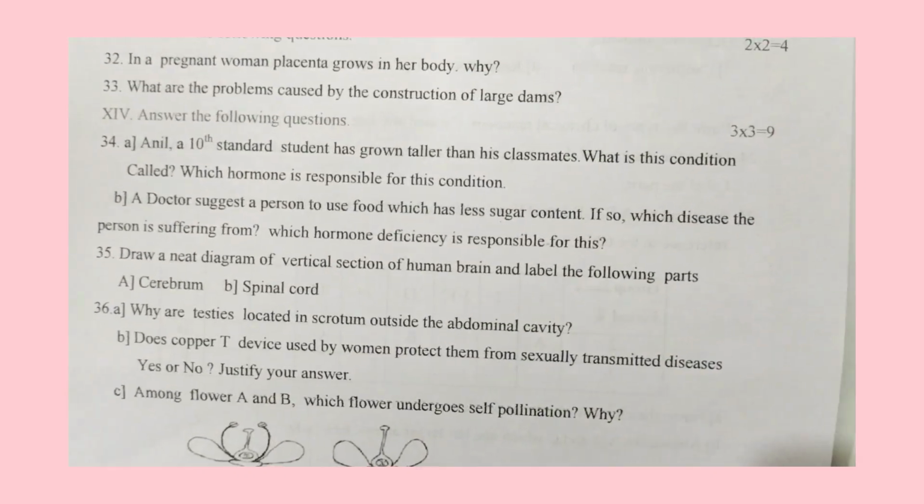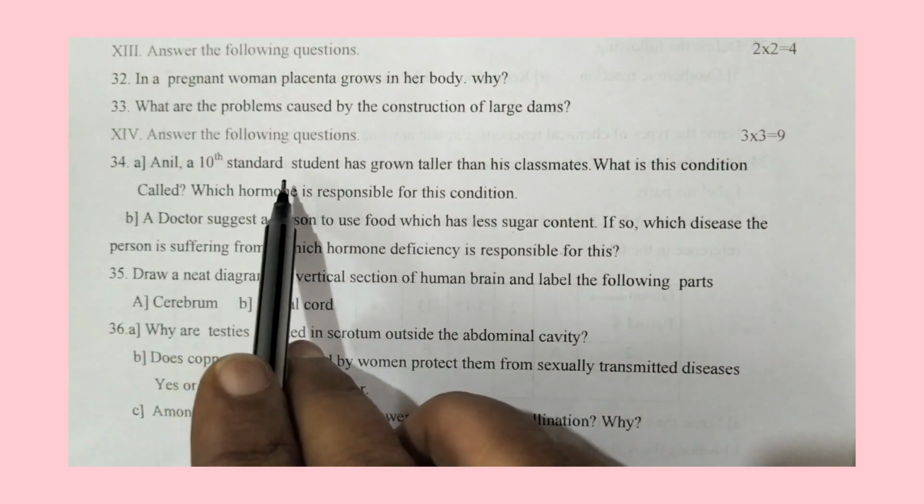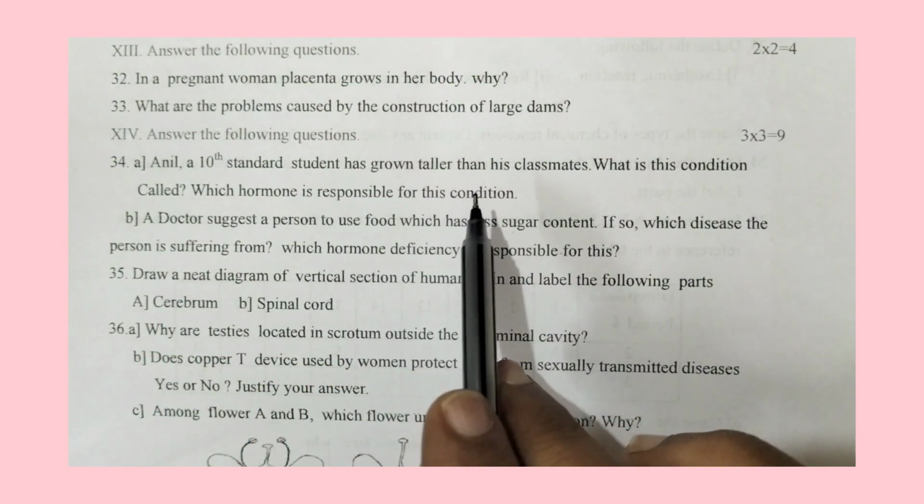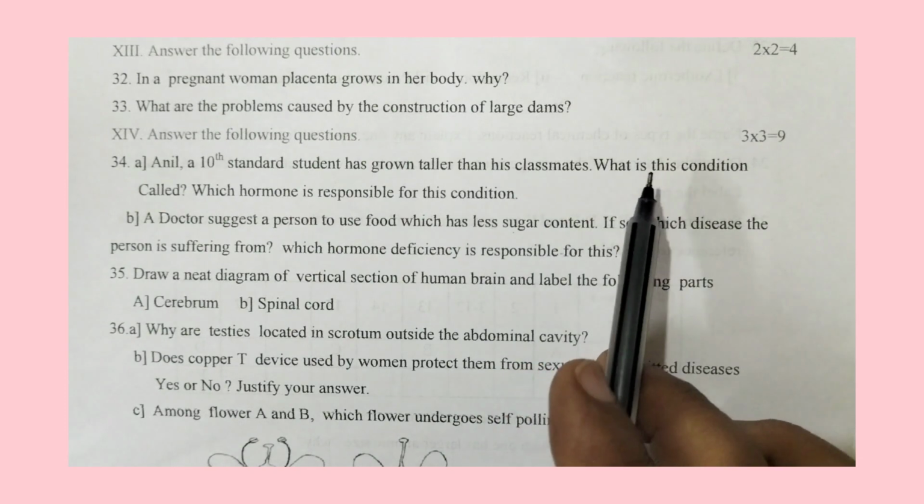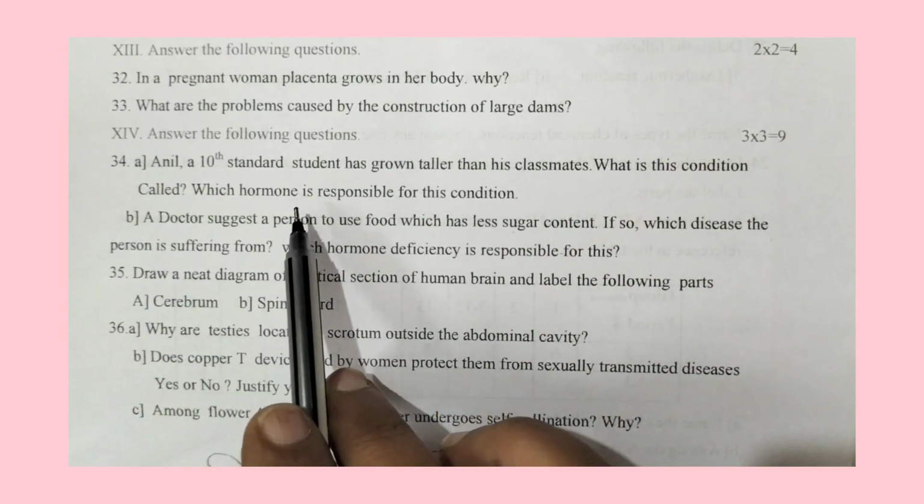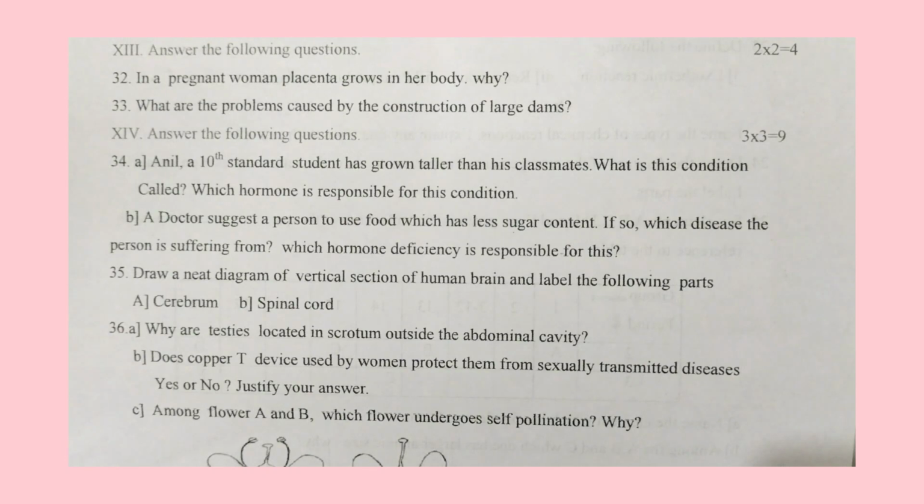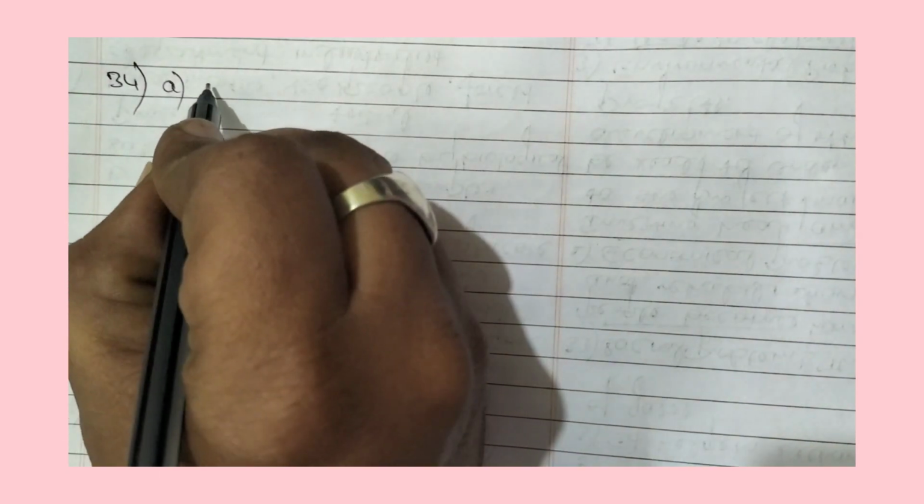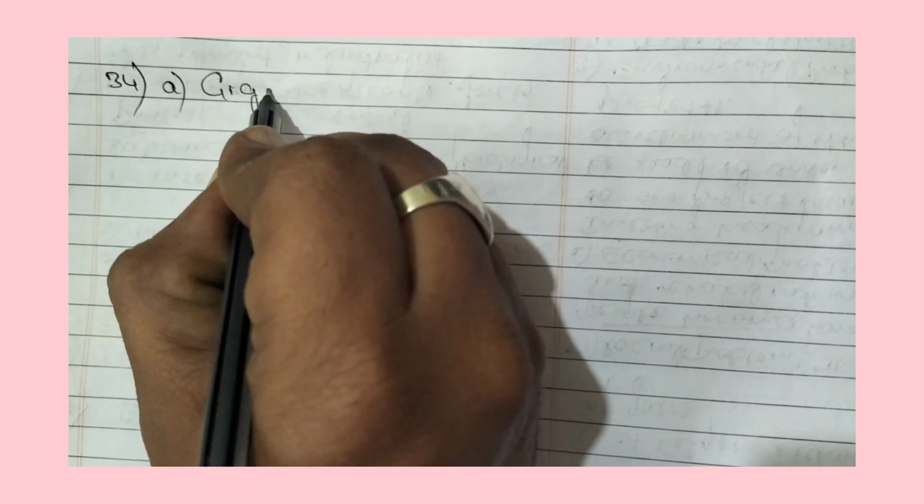The question number 34 is, Anil, a 10th standard student, has grown taller than his classmates. What is this condition called? Which hormone is responsible for this condition? In that one, again, one internal choice question is there. Let us solve both the questions. Anil, a 10th standard student, has grown taller than his classmate. What is this called? This is called as gigantism.